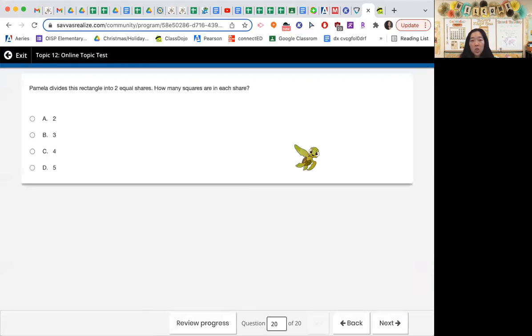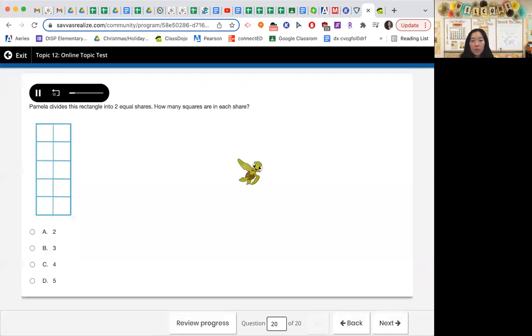And then last question. Pamela divides this rectangle into 2 equal shares. How many squares are in each share? So we're splitting it with 2 people. What if I'm sharing this with my brother or sister, what am I going to do? I'm going to cut it in half. So if this is my piece and this is your piece, how many pieces do we each get?